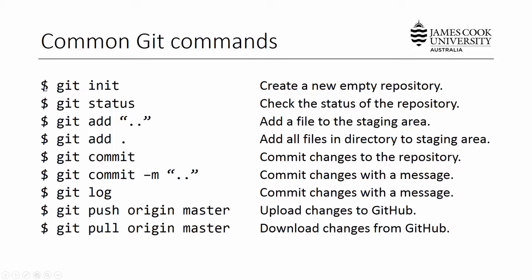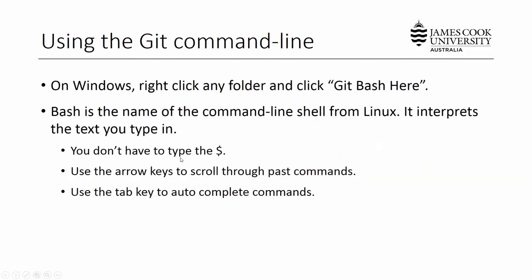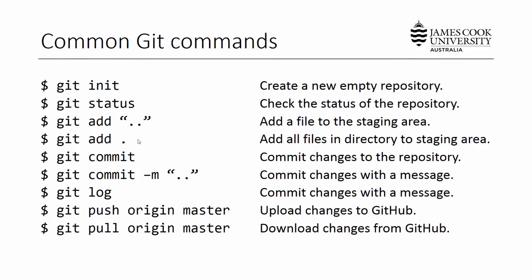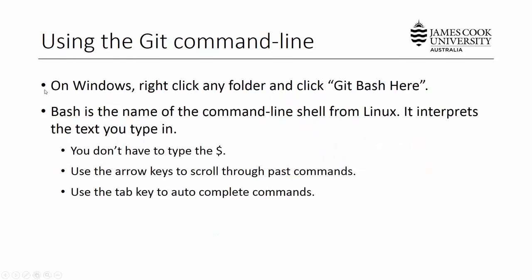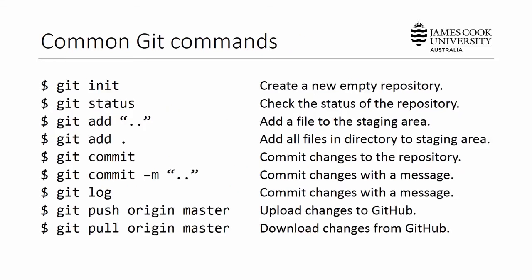A couple of notes, they're all prefixed with this dollar symbol. You don't actually have to type in the dollar symbol. The dollar symbol simply tells Bash that everything to the right of the symbol will be interpreted as a command. So when you see these commands, only type from git and then the command name. Do not type the dollar symbol. Also, you can use arrow keys while in the command line interface to scroll through past commands, much like MATLAB. And you can use the tab key to auto-complete commands to try and guess what you're trying to type.